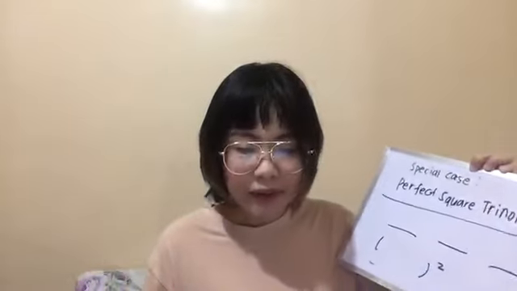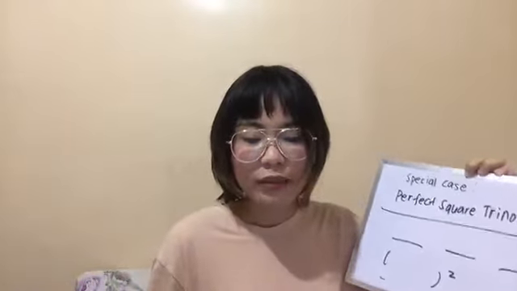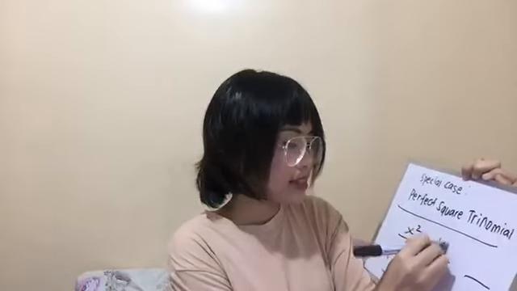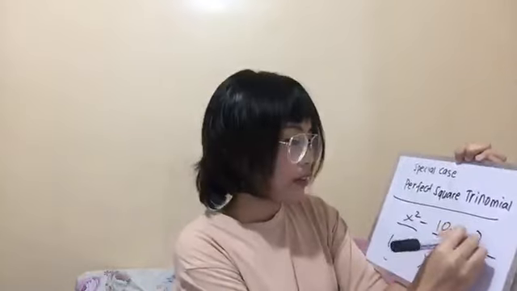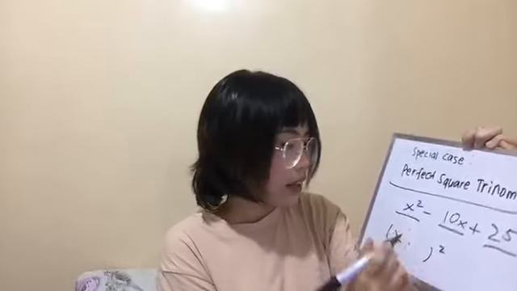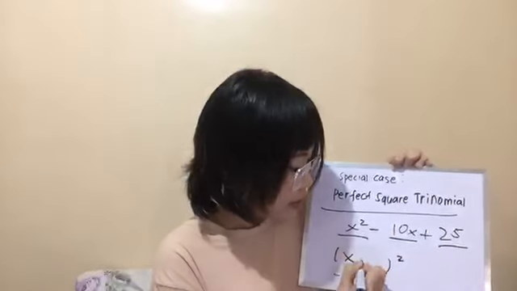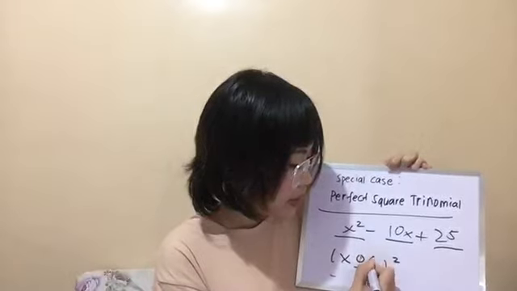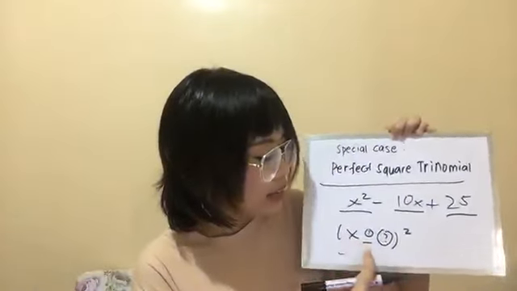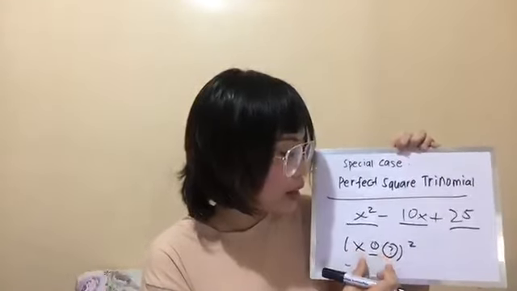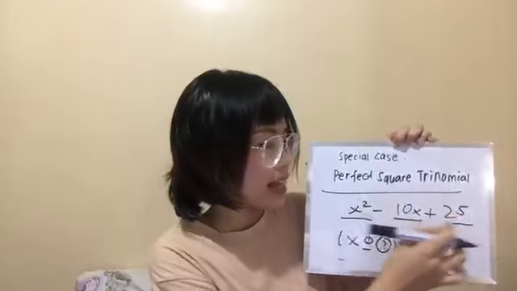Now, let's try this one from the internet by Online Math Learning. Credits to Online Math Learning. So, x squared minus 10x plus 25. What is the term that, if you square it, there will be a sign here and a number here? Give me a sign and a number that once you square it, you will get this answer.